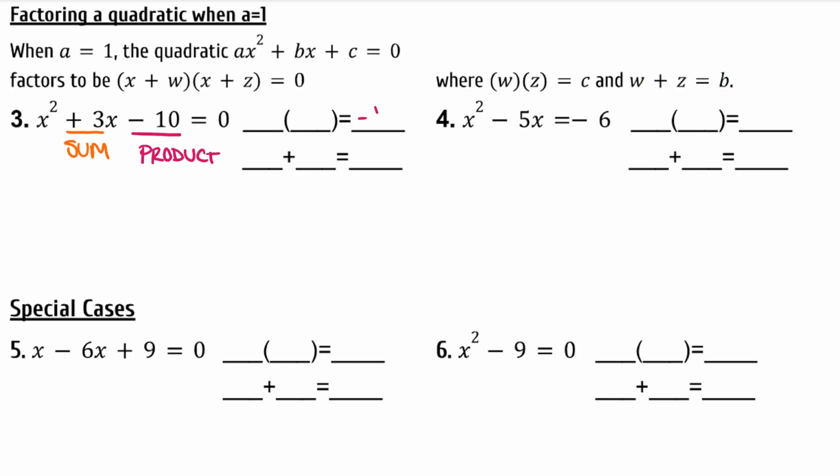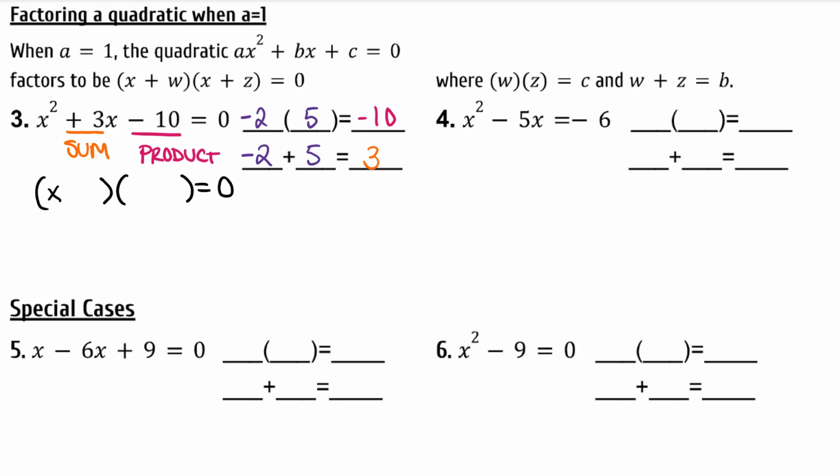Our product must equal negative 10, our sum must equal 3. Now you're looking for the same two numbers that multiply to give you negative 10 and add to give you 3. The factors of 10 are 1 and 10 and 2 and 5. So I'm going to use 2 and 5. I know one of those needs to be negative, but I can't tell which one until I look at the sum. Which number needs to be negative in order to result in positive 3? The 2. So you found w and z.